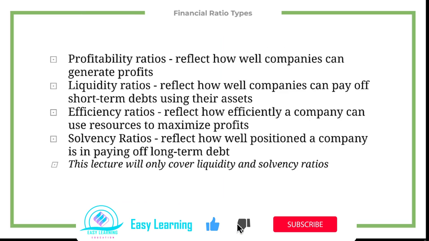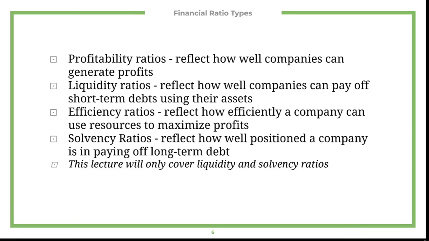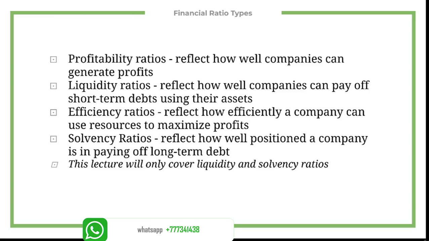So now let's look at financial ratios. So there are four main types of financial ratios. So the first one is profitability, which reflects how well a company can generate profits. And then we have liquidity, which reflects how well the companies can pay off their short-term debts with their assets. So how liquid the company is.